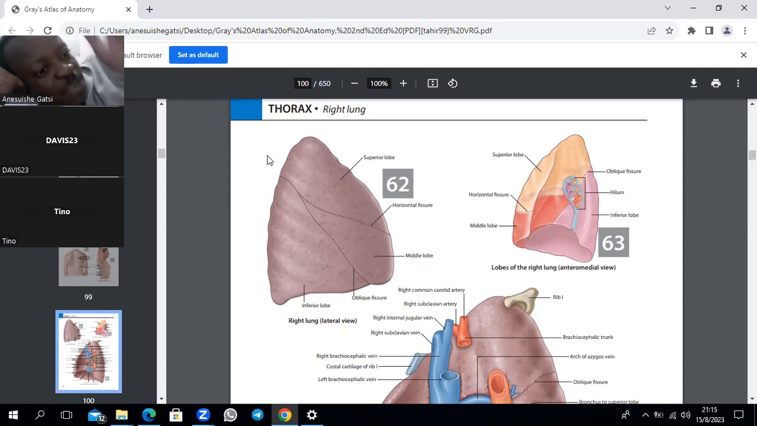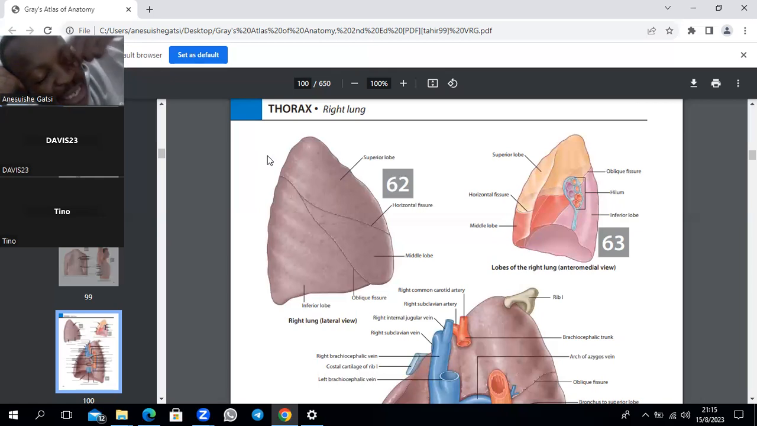Which lung is placed more vertical in the body, meaning it's almost vertical? The right or the left? It's the left. So the left one is the more vertical lung, right?